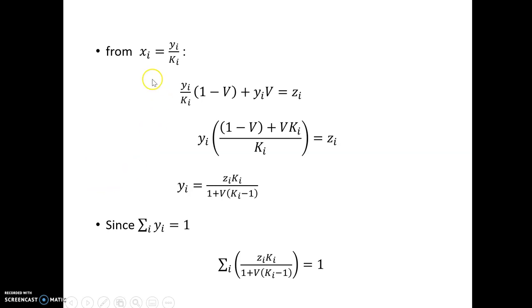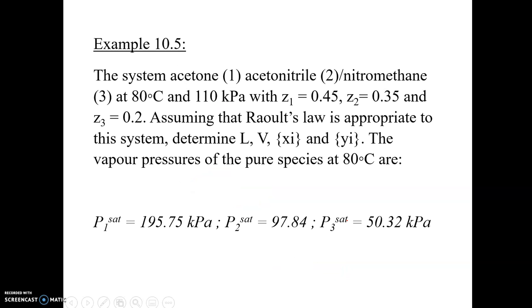Okay, so basically we got this. And lastly you get this, right? So lastly you get this. So we look at example 10.5. Okay, I have only 4 minutes. You are given P1 set, P2 set, and P3 set. So sekarang ada 3. So soalan dia kata apa? Determine L, V, X_i, and Y_i.